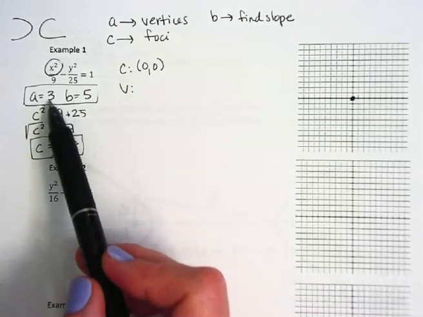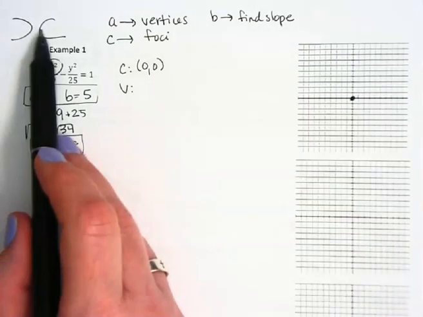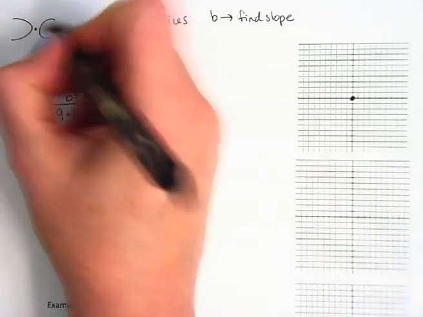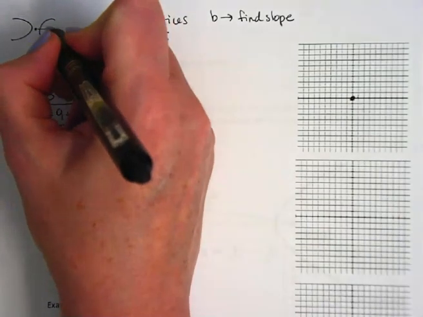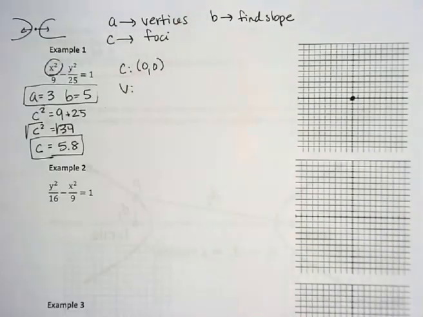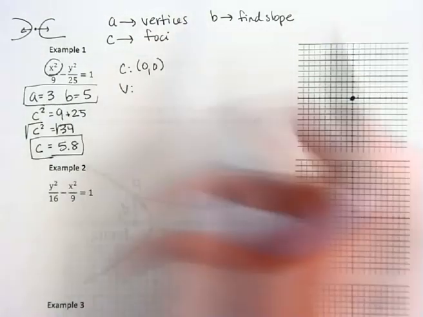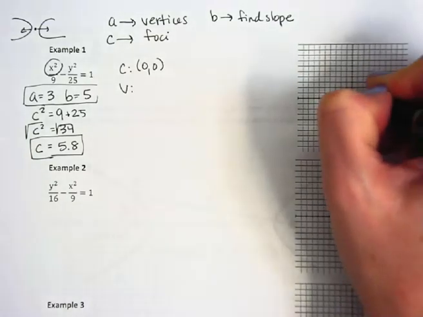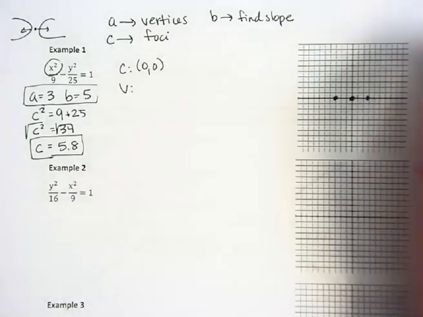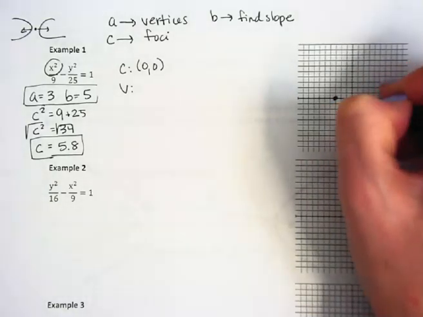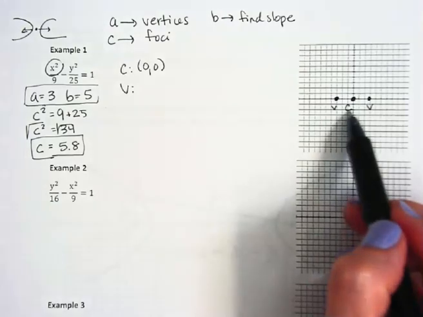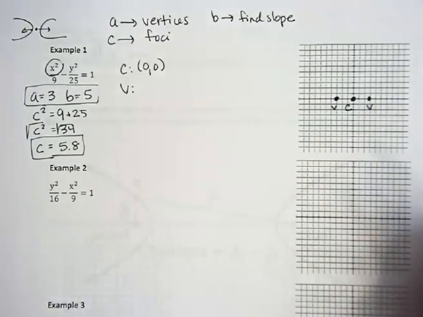So if A is 3, and I know that this is a horizontal orientation, so my center is here, my vertices and foci will be this way and this way. So I know I'm counting right and left. So A gives me my vertices, so I'm going to count right 3 and left 3. And sometimes it can be helpful to label these, just so we don't get them mixed up. C is for center, V is for vertex.